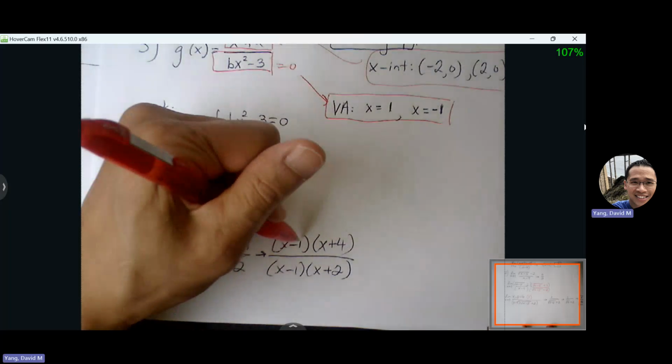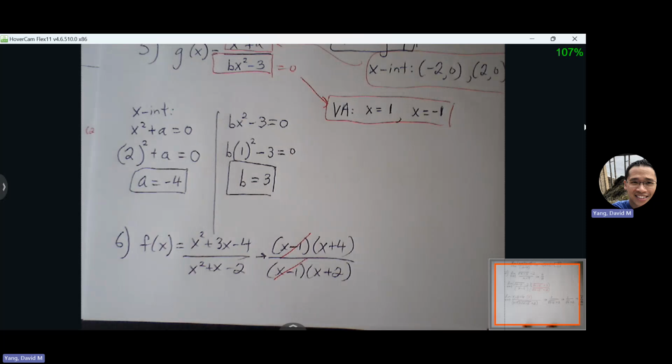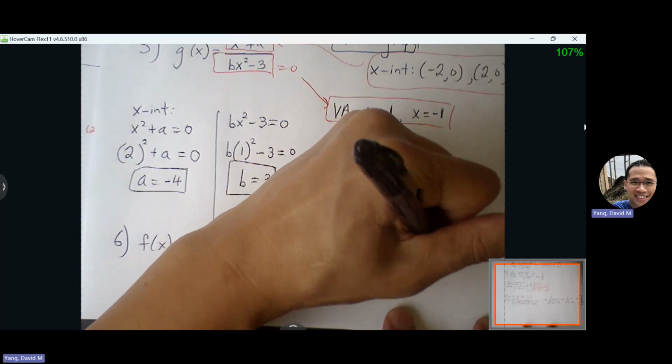We know there's discontinuity at 1 and -2, but we know 1 is where the hole is, so there must be a vertical asymptote at x equals -2.